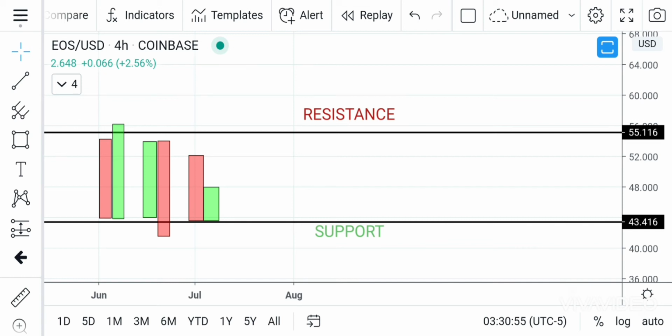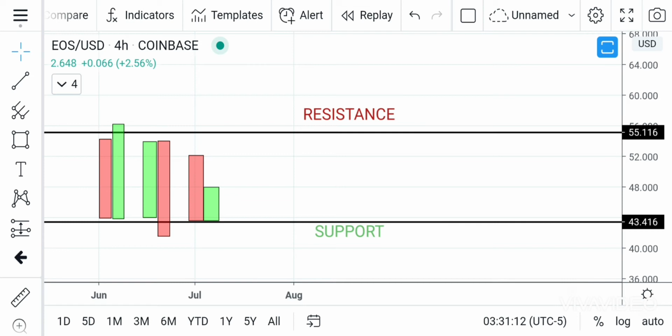It is a weaker form of the bullish engulfing pattern. For the bullish engulfing pattern, the bullish candle engulfed the bearish candle completely, but for this one, it did not cover it completely. It only covered about 50%.